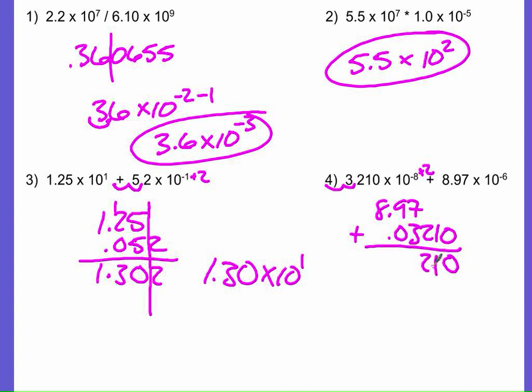So I'll add this up real quick. And round it appropriately. Again, it kind of needs to go to the hundredths place, since that's the most precise of my 2 original measurements. And my final answer is going to be 9.00 times 10 to the negative 6th power.